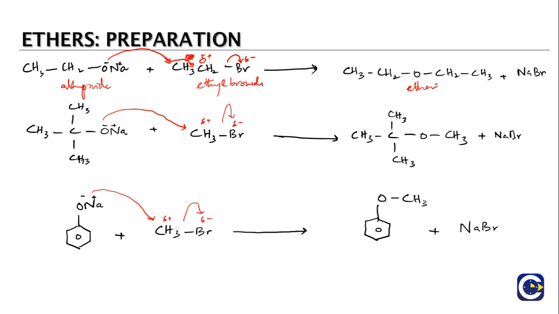And this is the symmetrical ether, diethyl ether. Similarly, we can also form unsymmetrical ethers, as we have an example here. We have an alkoxide that reacts with methyl bromide, and we get the unsymmetrical one. This is an example of an unsymmetrical ether. And one more example here we have of the phenoxide ion. Phenoxide ion reacts with methyl bromide.